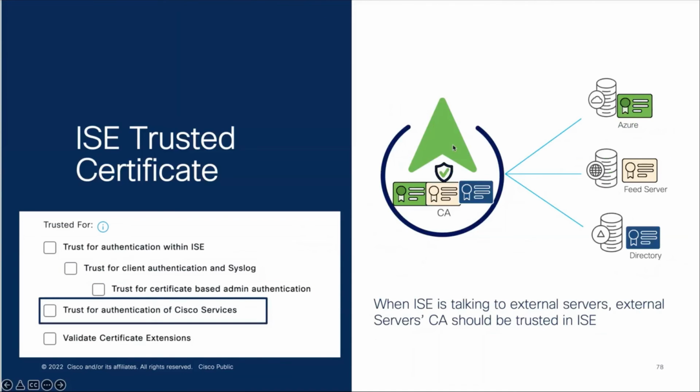When ISE is talking to external entities, such as Azure Active Directory, Feed Server, Active Directory, an LDAP server, or any other secure channel, that's when you're going to make use of the certificate authority. These certificate authorities have issued certificates to Azure, Feed Server, and directory servers. Whenever you're importing such a certificate authority into the trusted store, you need to check this box in order to have a secure connection to the external entities.